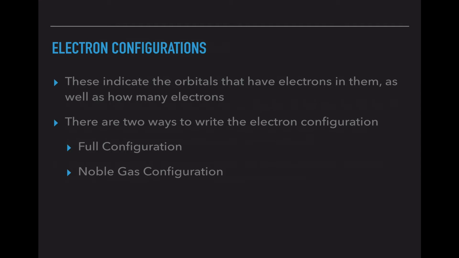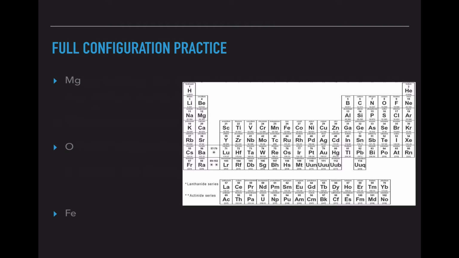Our electron configurations indicate the orbitals that have electrons in them, as well as how many electrons are present. So there are 2 ways to write the electron configuration. The full configuration, which is every single orbital, every single electron: 1s2, 2s2, 2p6, 3s2, 3p4. Or you could write the noble gas configuration, where you actually go up a level and use the noble gas as a shortcut and only fill in anything after the noble gas. So I'm going to show you a couple examples so you can see what the difference is.